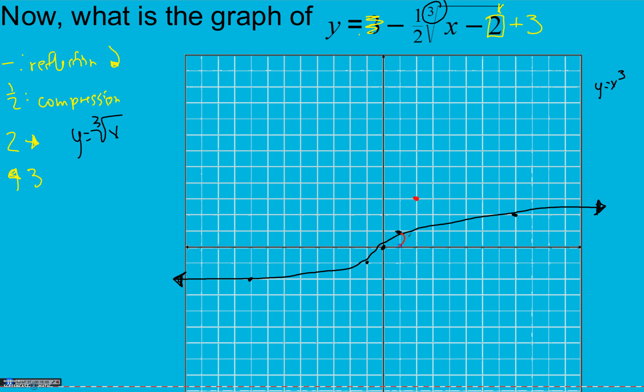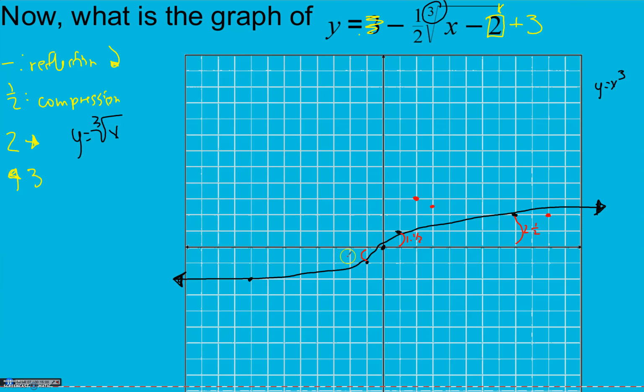And usually here, it's 1 unit. But we're going to multiply that by my compression of a half. So I'm going to go right 1. Instead of going up, because it's reflected, I go down a half. And then usually I go over 8, up 2. But I'm going to multiply that by my compression. I'm going to go over 8 and down 1.